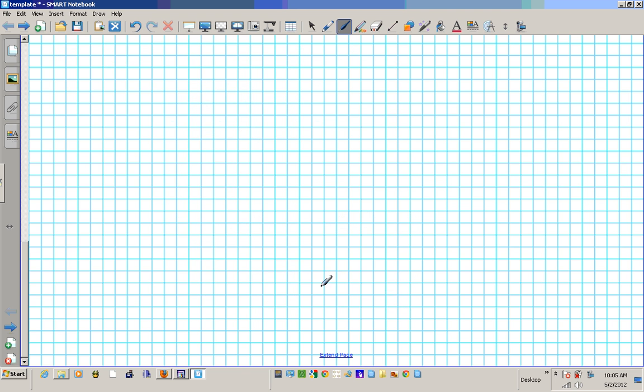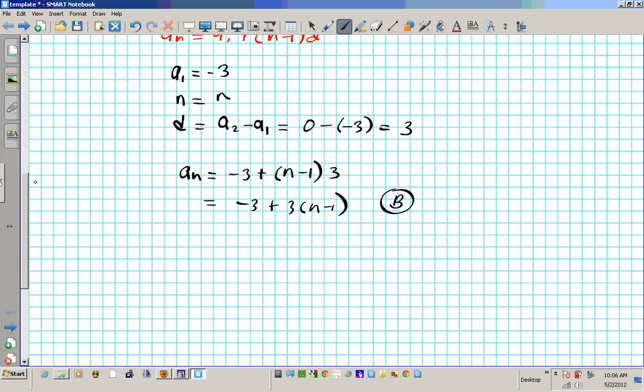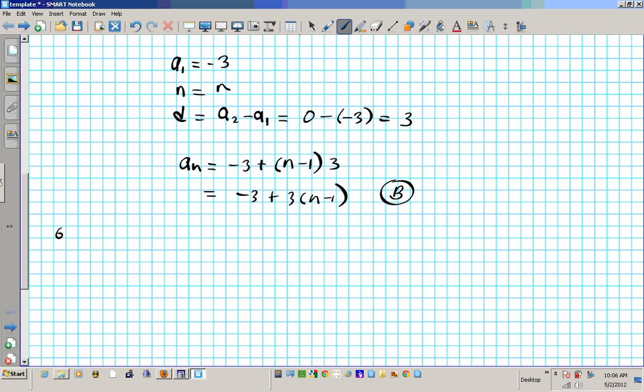Let's move along to the next set of problems. Question number 6. No, I'm not going to do 6. Let me go to the next set. So the next set, we're going to do question number 10. For number 10, we're going to find the explicit rule for the nth term of a sequence. In this case, it's a geometric sequence.